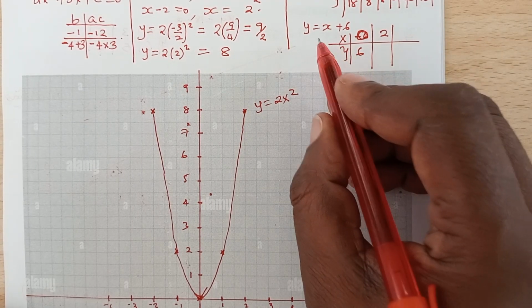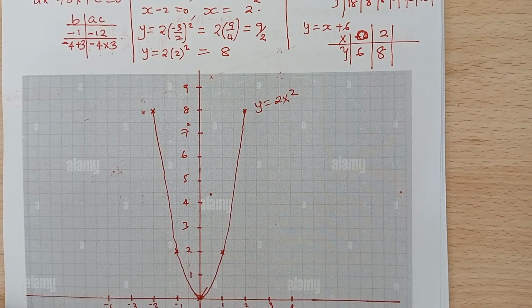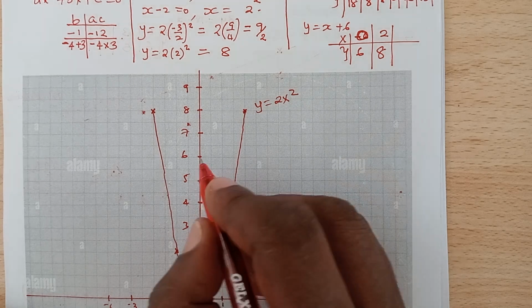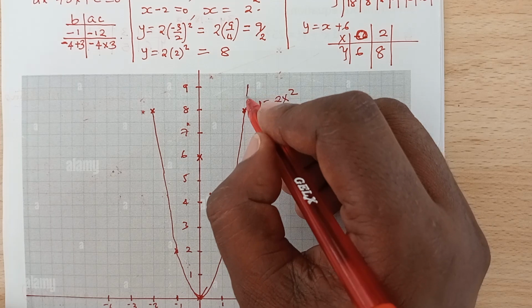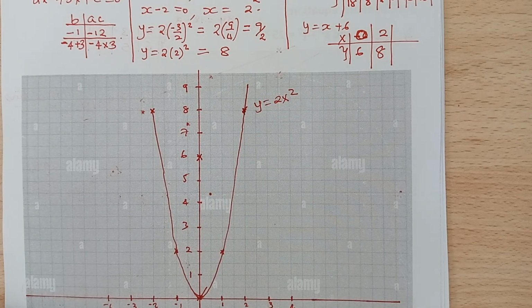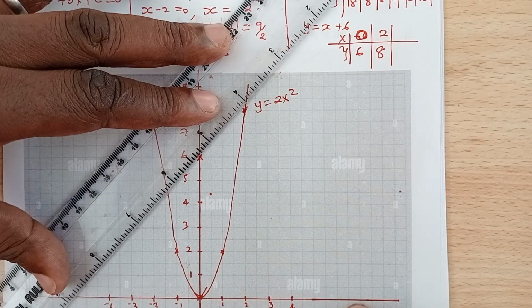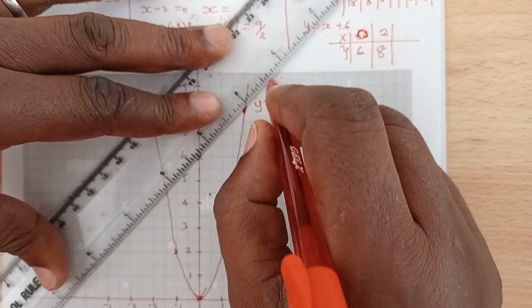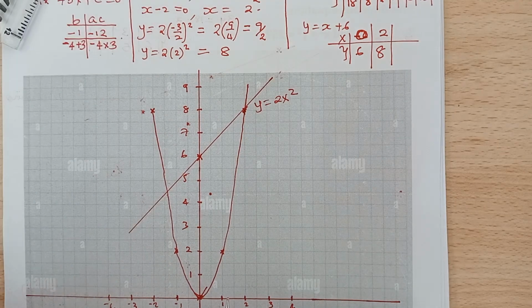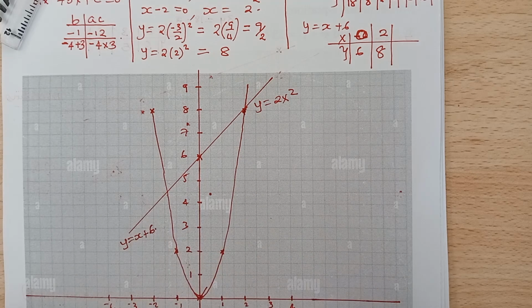This is a straight line. 2 plus 6, that is 8. These are just enough because it is a straight line. So we talk about 0, 6, and 2, 8. We can have that graph passing through these 2 points. A very good straight line, and there we are. We can name it y is equal to x plus 6.